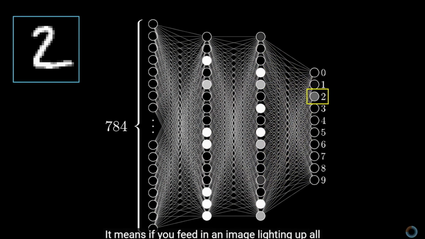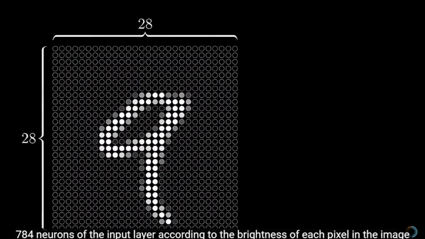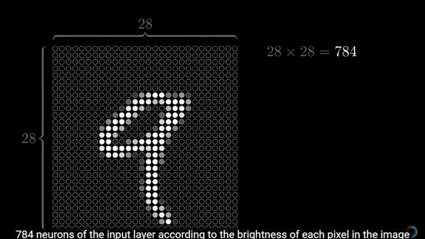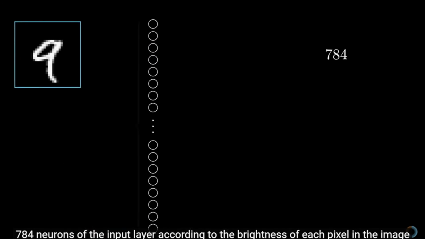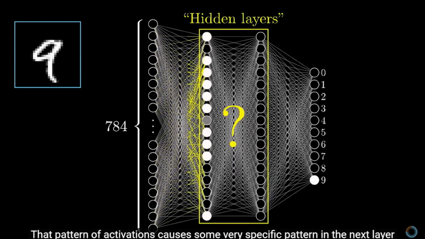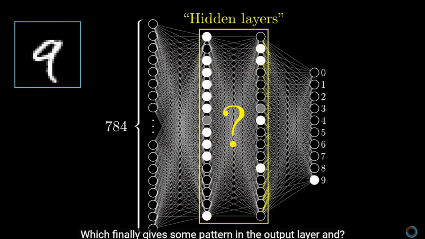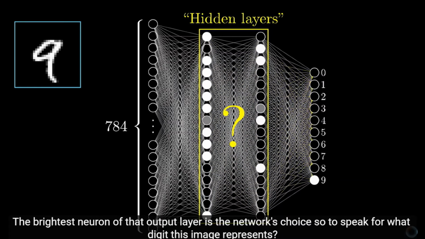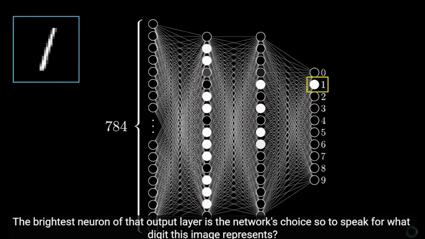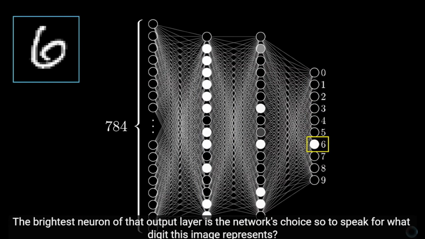Now the network I'm showing here has already been trained to recognize digits, and let me show you what I mean by that. It means if you feed in an image, lighting up all 784 neurons of the input layer according to the brightness of each pixel in the image, that pattern of activations causes some very specific pattern in the next layer, which causes some pattern in the one after it, which finally gives some pattern in the output layer. And the brightest neuron of that output layer is the network's choice, so to speak, for what digit this image represents.